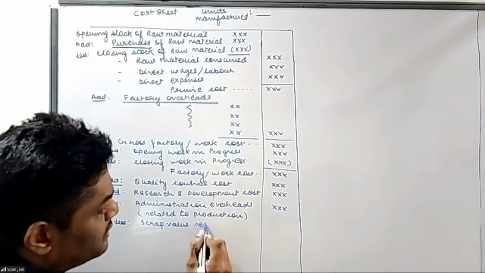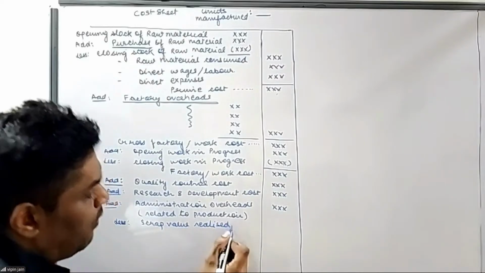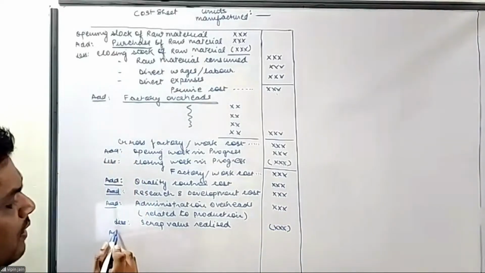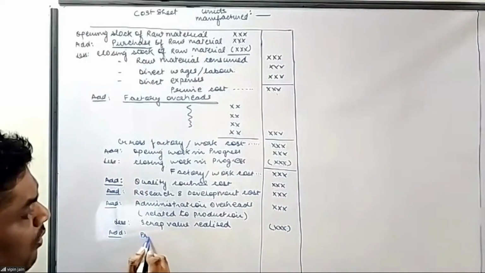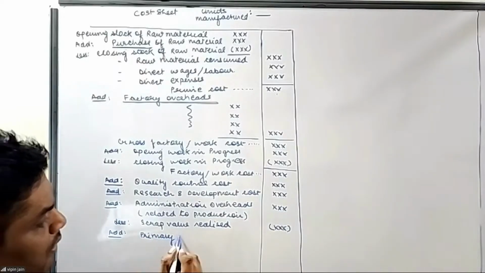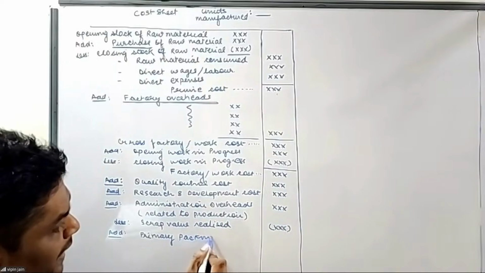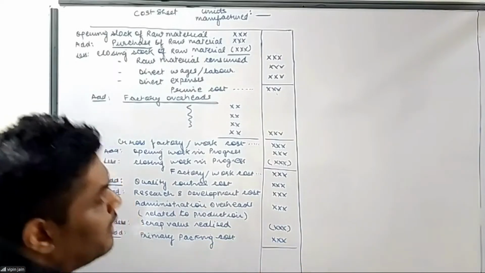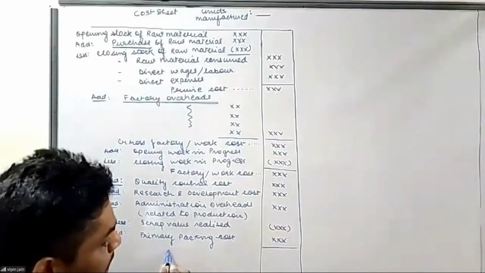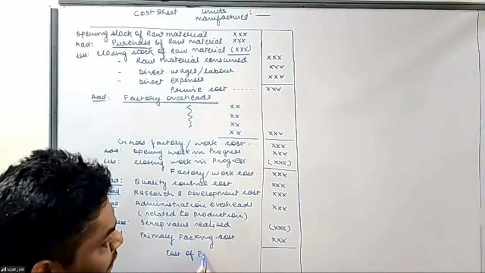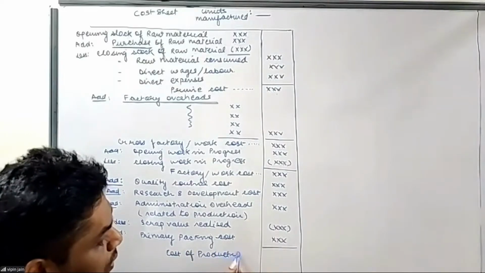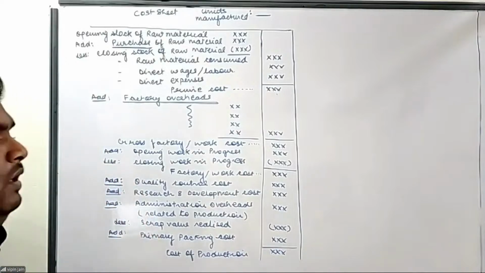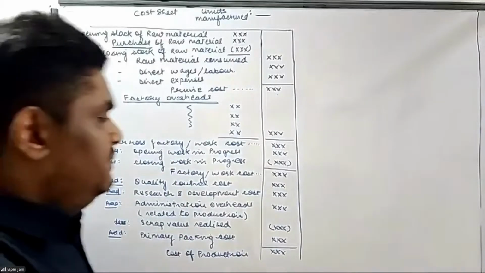scrap value realized. And we will add again the primary packing cost. This is how we will get the cost of production. I'll be explaining these points one by one, so don't worry, guys.